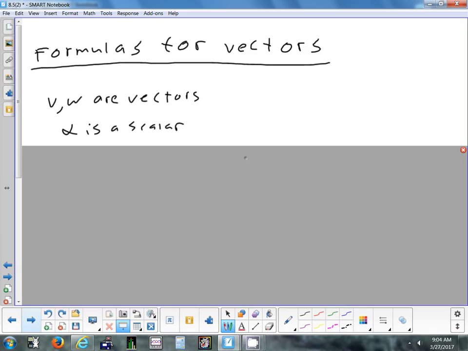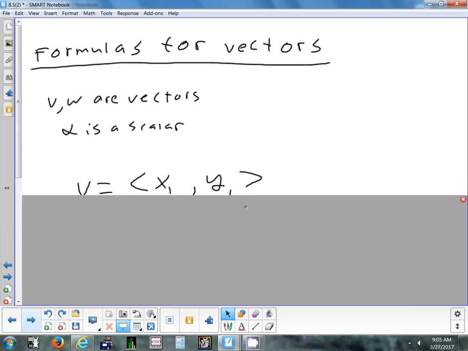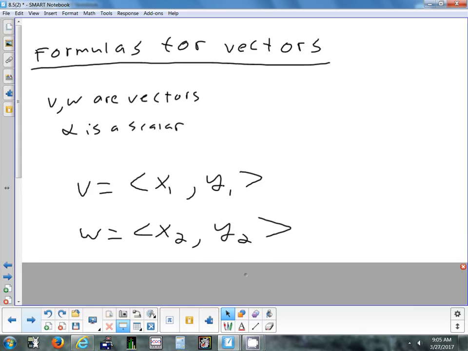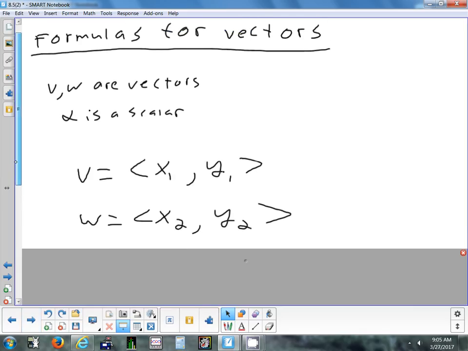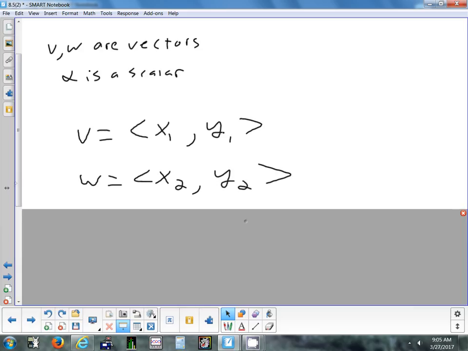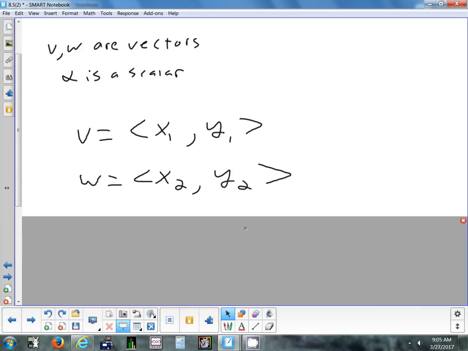All right, so the last thing I'll show you is formulas for adding, subtracting, scaling, all the things we just did visually, but now just doing it with numbers. Okay, so in the formulas I'm going to show you, the v and the w, those are going to be vectors, and alpha is going to be a scalar.